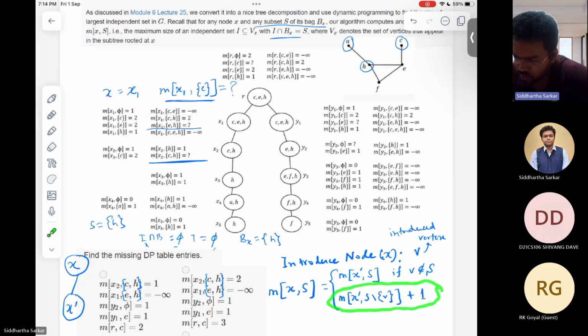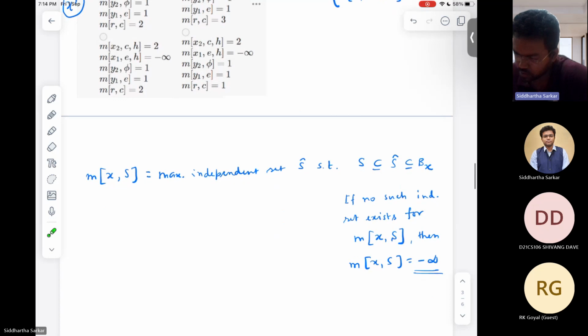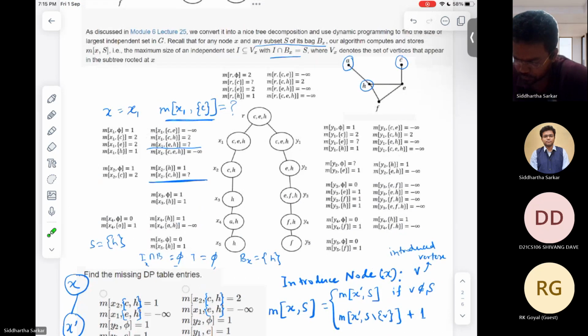So now the question is after we remove, okay, so minus infinity thing, so let's just look at it once. So when does an entry correspond to minus infinity? If we are unable to find an independent set that respects all the properties that we want. Okay, so let's go by the second formula corresponding to the second one first.